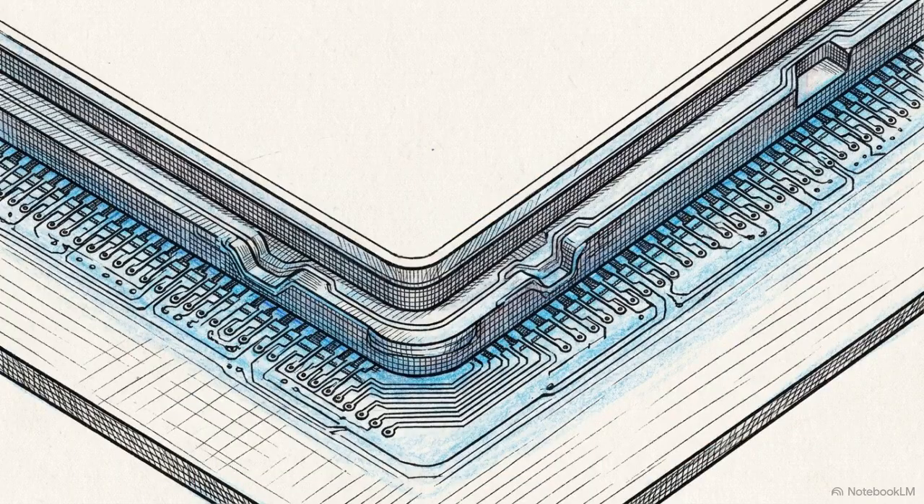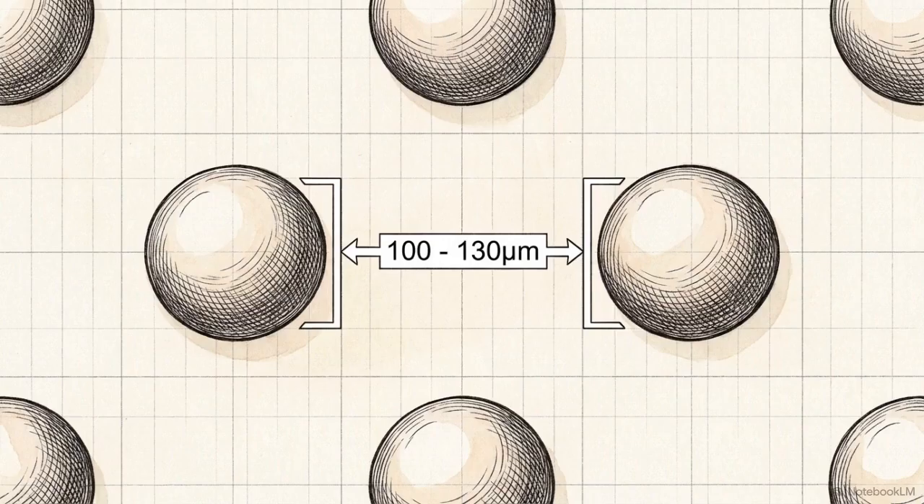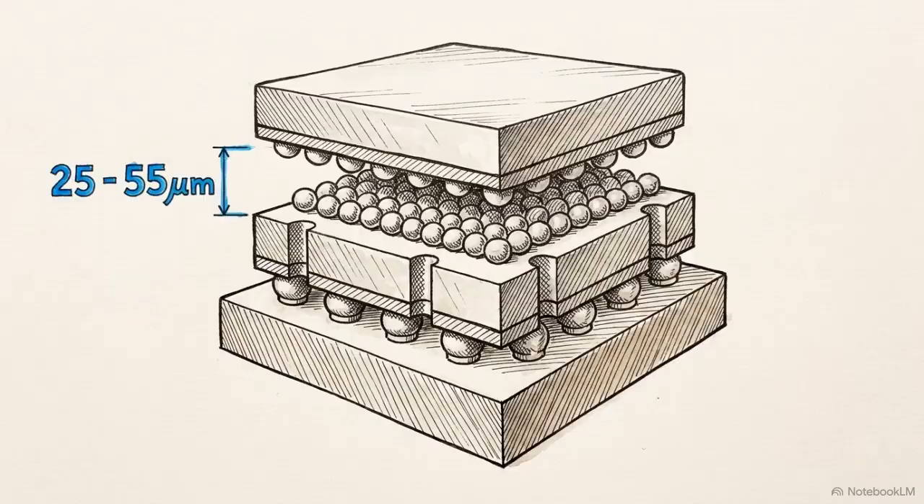To understand how those efficiency metrics are achieved, we have to examine the physical edge of a single chiplet, known as the shoreline. In standard 2D packaging, the distance between the connection points, the bump pitch, ranges from 100 to 130 micrometers. Advanced 2.5D packaging techniques, like silicon interposers or embedded bridges, compress that bump pitch down to a range of 25 to 55 micrometers.